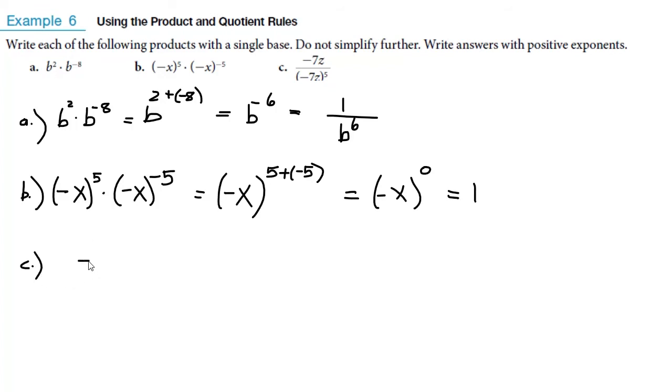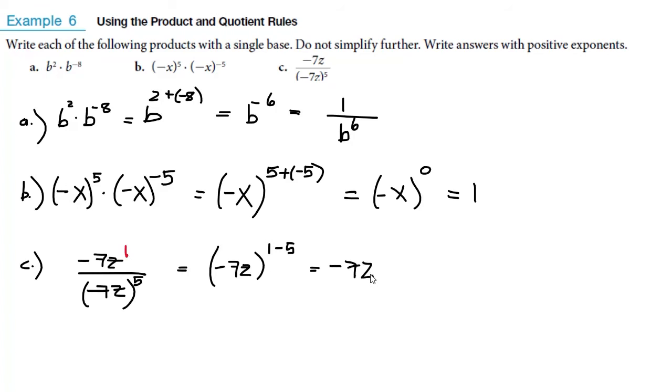In part C, negative 7z all over negative 7z to the power 5. The understood power in the numerator, of course, is 1. So the base is negative 7z, and I have 1 subtract 5, or negative 7z to the power negative 4, and that's 1 over negative 7z to the power 4.